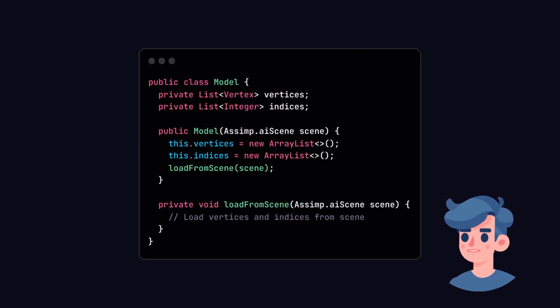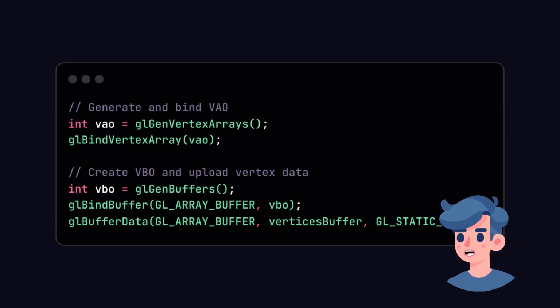Now that we have both vertices and indices, we can create a custom model class to encapsulate the data structures required for rendering the loaded model. The model class will be responsible for storing vertices and indices, as well as handling any rendering logic. Next, we need to add the code to upload the vertex data to the GPU using OpenGL.